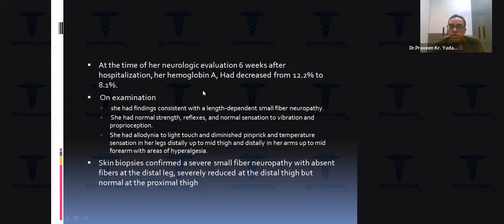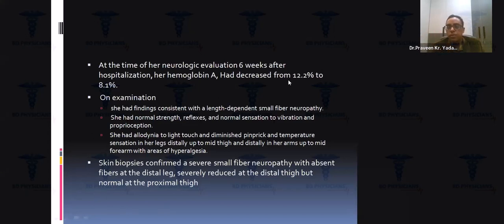A 4% reduction in the HbA1c over a very short period of time is there. On neurological examination by the neurologist, there is evidence of a length dependent small fiber neuropathy. That means the strength is normal, reflexes are normal, and sensation is normal. However, there is hyperalgesia and some reduction in the pinprick and temperature. So the pain and the temperature is mildly reduced and hyperalgesia is there. This is the only finding in the examination.